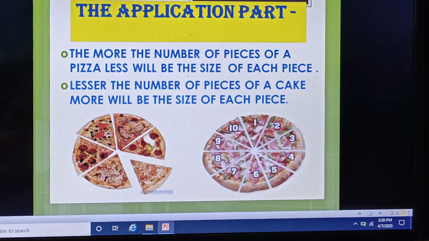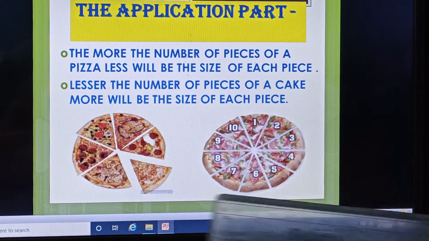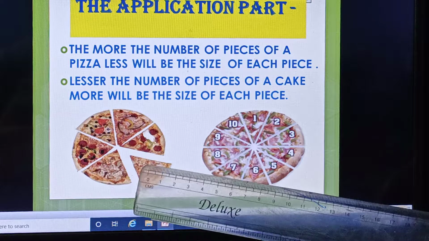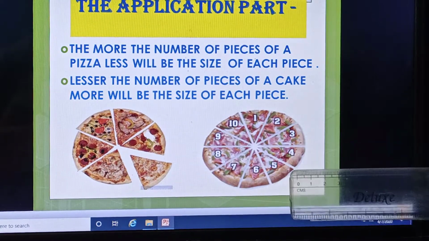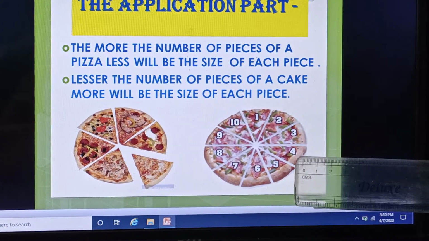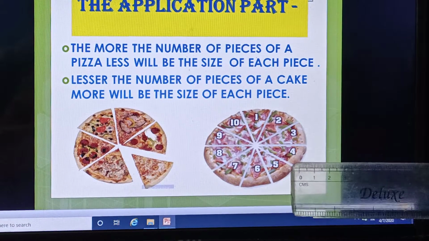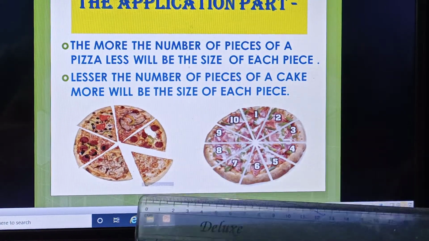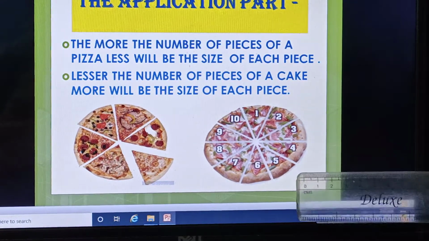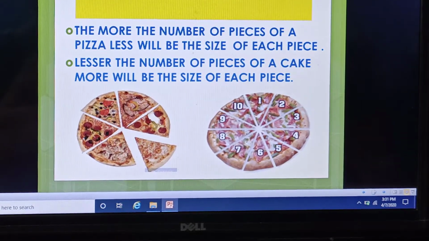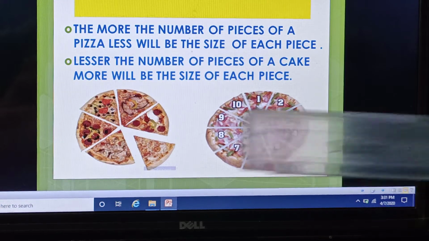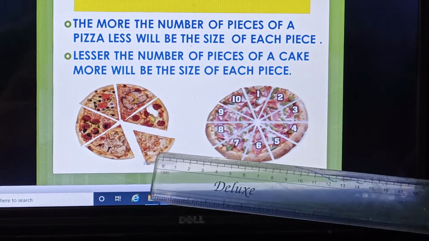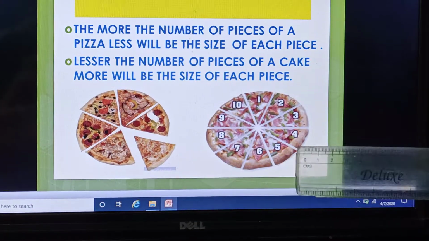I have two pizzas in front of me on the screen. One pizza has 6 slices and the other pizza has 10 slices. Now, my question is, which would you like to eat? A pizza with 6 slices or a pizza with 10 slices? Definitely, we would like to eat the pizza with 6 slices because of what we have learned: 1 by 6 is bigger than 1 by 10.